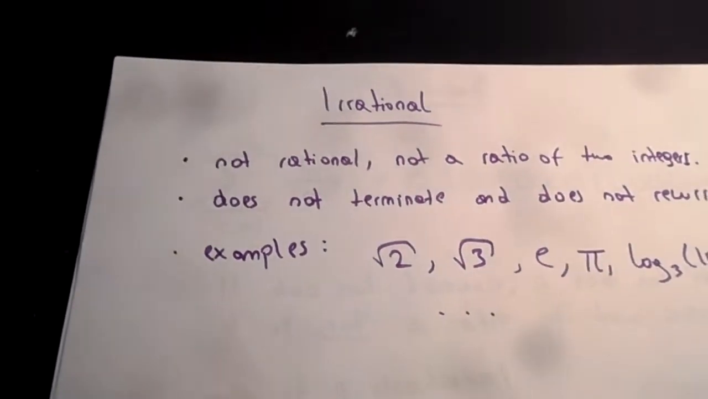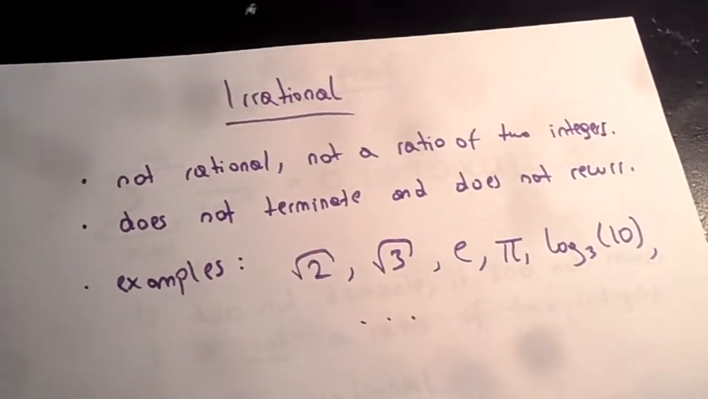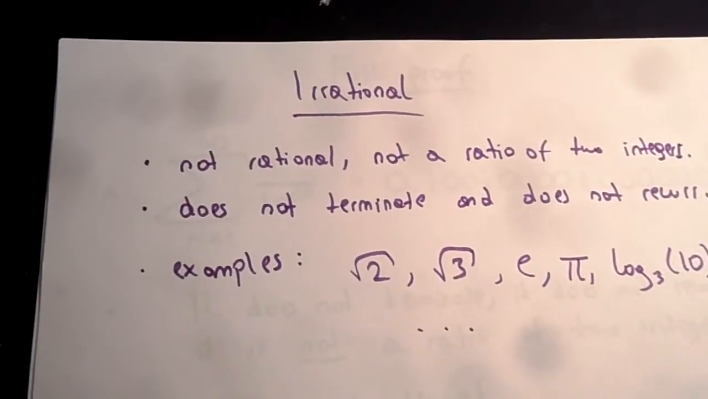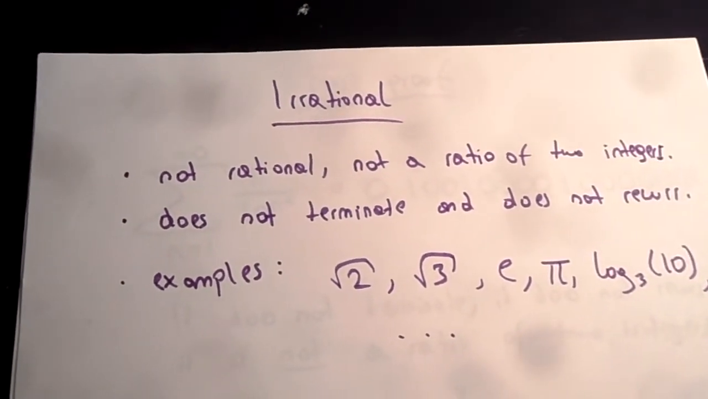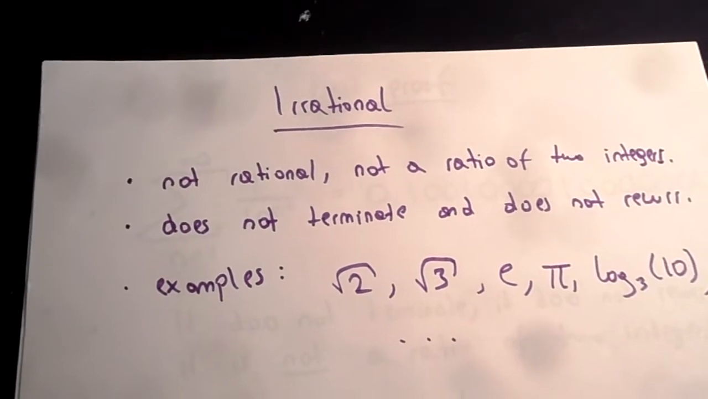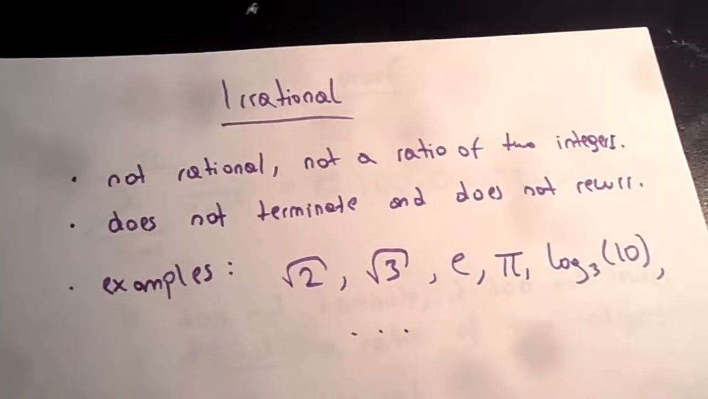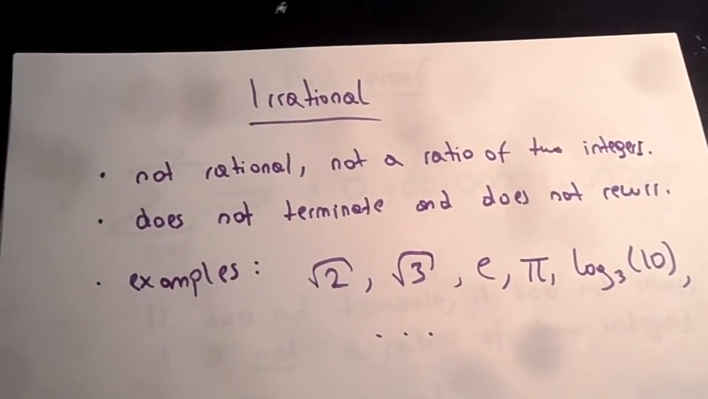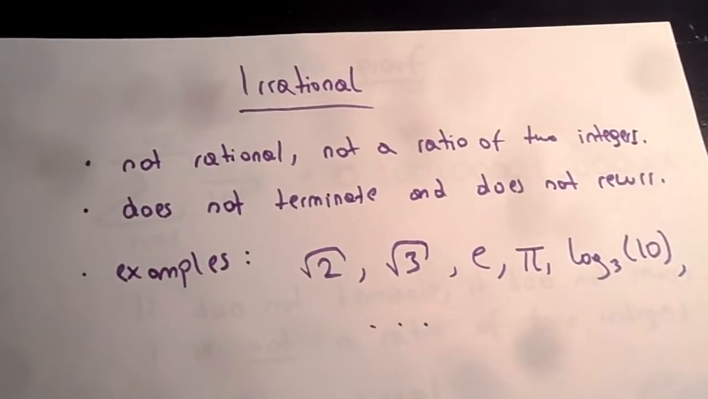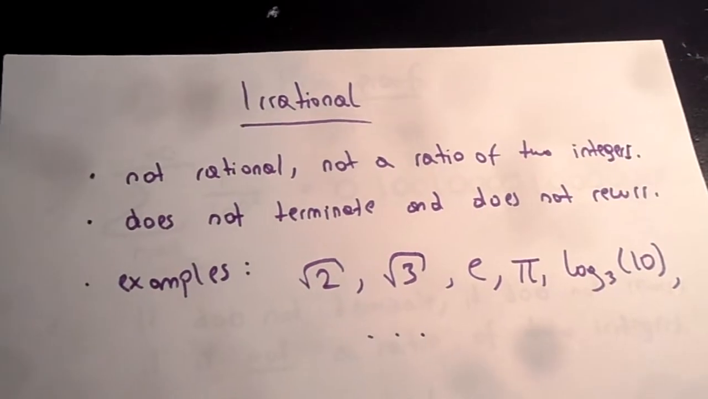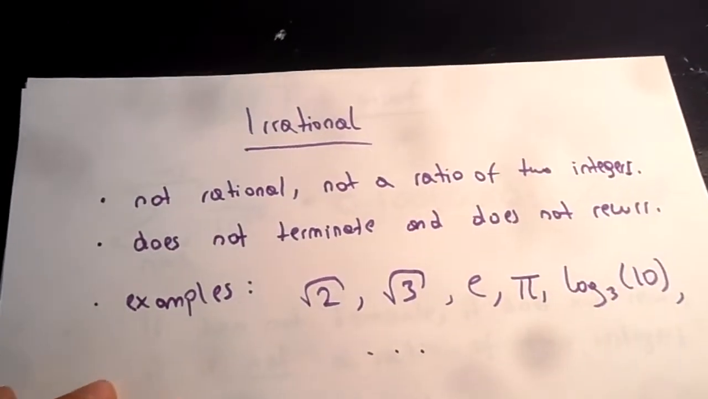Okay, so now let's try to understand what an irrational number is. An irrational number, like the name suggests, is not rational. It's not a ratio of integers, and does therefore not terminate or recur. Some famous examples are root 2 or root 3, e, the number pi, or even log base 3 of 10. Those are all irrational numbers.